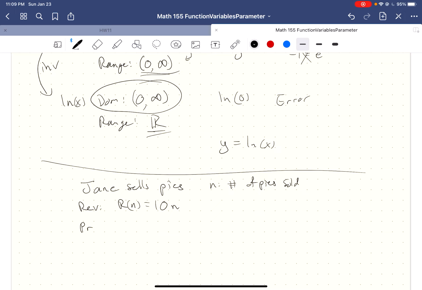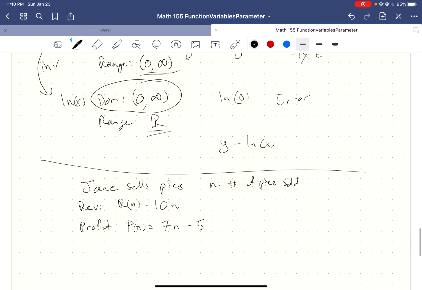And her profit, okay, so the difference between revenue and profit is what you've actually earned, like it's your net gain basically, whereas revenue is your total earnings. So your profit, we'll call this P as a function of N, and maybe she actually only makes $7 per pie because maybe she spends $3 in making them, and maybe she has some kind of operating cost that's independent of the amount of pies that she sells, and I'll just say it's $5 a day to keep the electricity on and use some water or something. I'm just totally ignoring rent, but whatever.